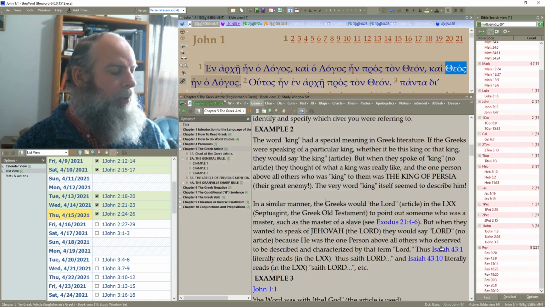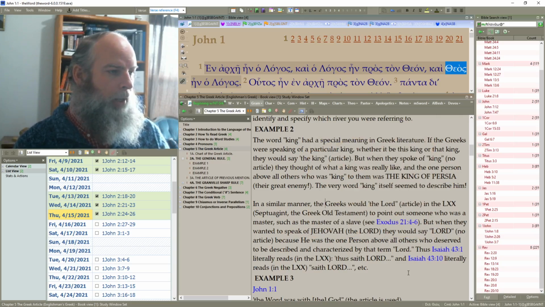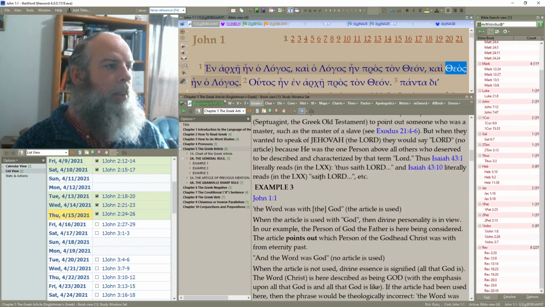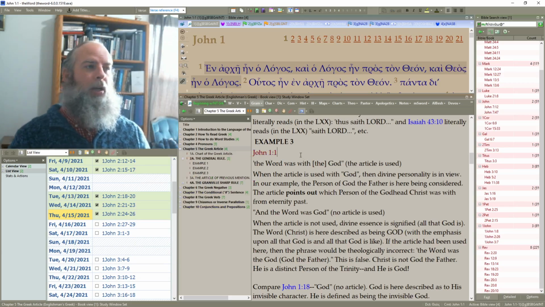So now you can see it again. Isaiah 43:1, it says, legei kyrios ho theos. Okay, let's continue on. It reads, saith, not the Lord, saith Lord, etc. Example 3. Let's go to John 1:1. The Word was with the God.